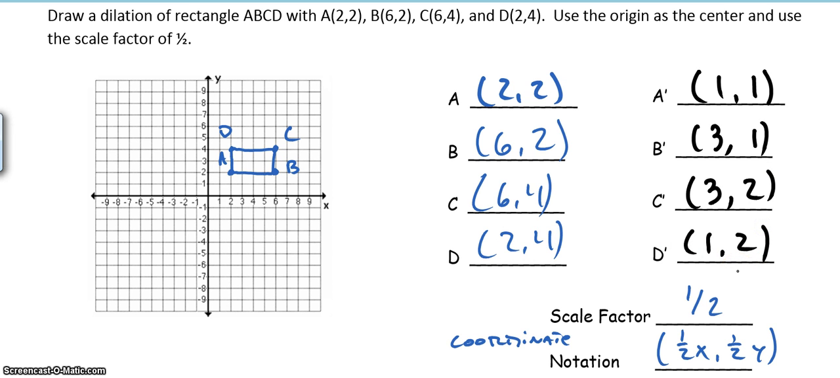Now what we're going to do is plot these points. So we have 1, 1. That's going to be my A prime. We have 3, 1. That's going to be my B prime. 3, 2 is my C, and 1, 2 is my D.